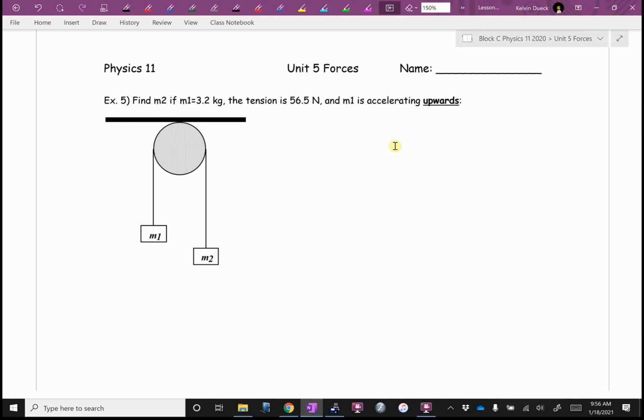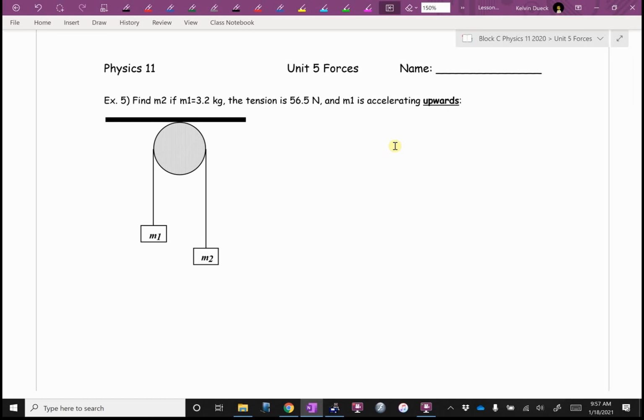Now we've reached the point where I can completely reverse engineer a question with you. Up till now, I've been giving you both masses and saying, find the acceleration, find the tension. Now I'm going to argue I can give you one mass and then one of either the acceleration or the tension, and you can find the other mass. And we're going to do this Atwood machine in the opposite order that we did before. Instead of looking at both masses and writing an equation for everything, we're going to start with one mass. Which mass? The one that we know.